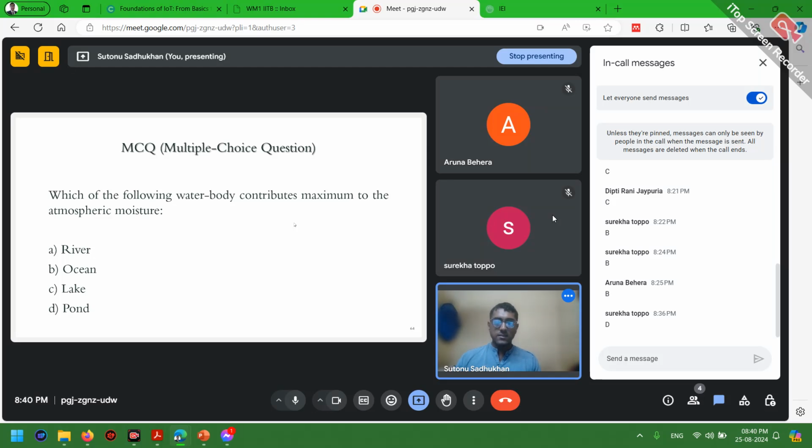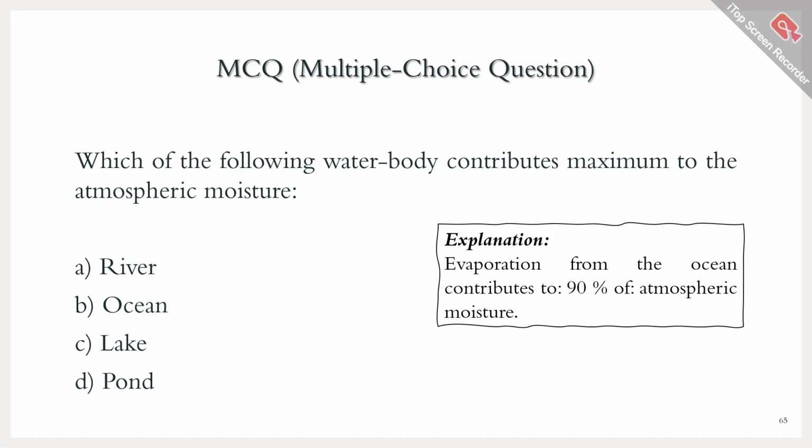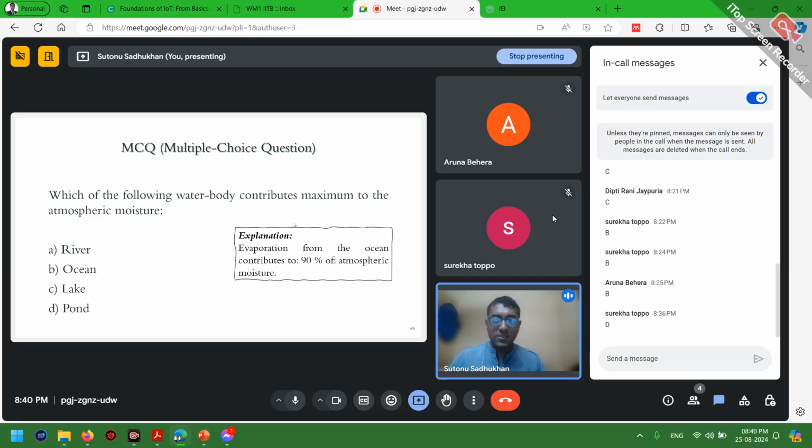Okay, I will give the answer. So the explanation is evaporation from the ocean contributes 90% to the atmospheric moisture. Why? Because the ocean has a larger surface area. The more the surface area, the more the rate of evaporation. So that's why rivers, lakes, and ponds don't contribute much to the atmospheric moisture compared to the ocean, because the more the surface area, the more will be the rate of evaporation.